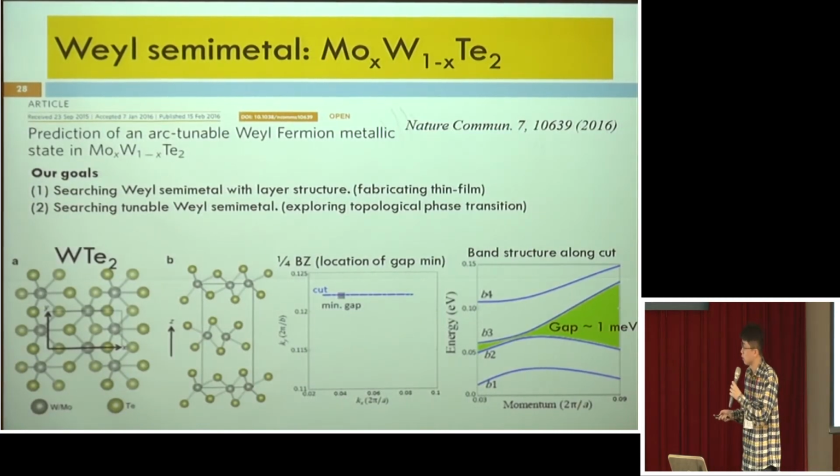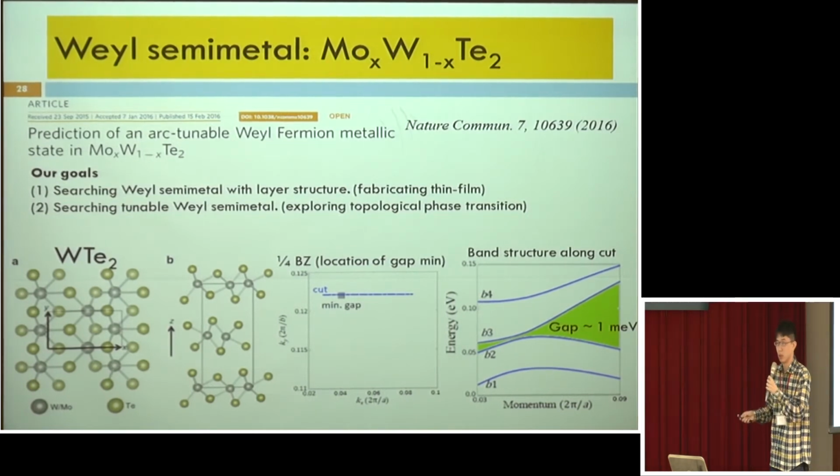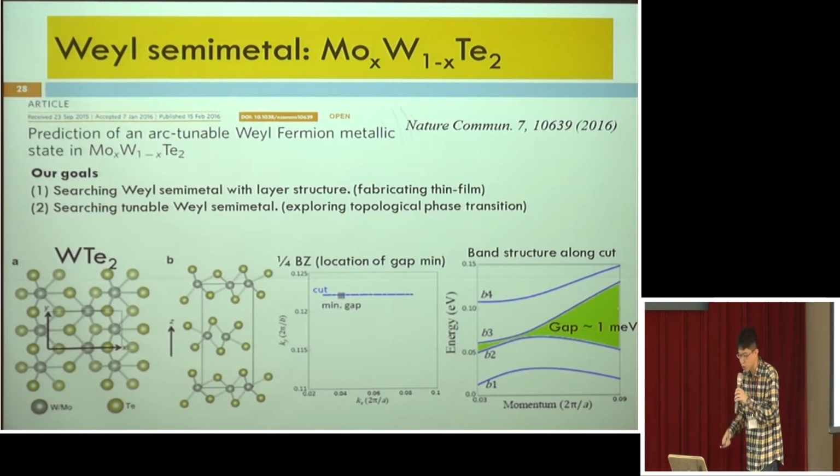In 2016, we noticed tungsten telluride. Tungsten telluride is a layer structure, and here is its bulk band structure. But unfortunately, tungsten telluride is an insulator. There is a gap here. The gap is very, very small, around 1 millielectron-volt.